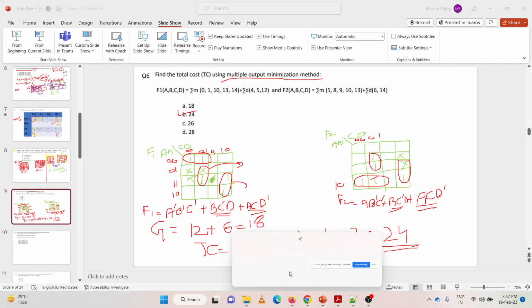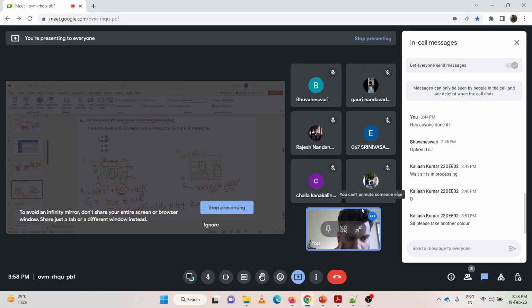Now if you have any doubts, I think I have taken another color. I had used that one because I wanted to use the dark one for marking these groups. I think that was my idea. So here, any doubts? If not, we can proceed to question number 7.